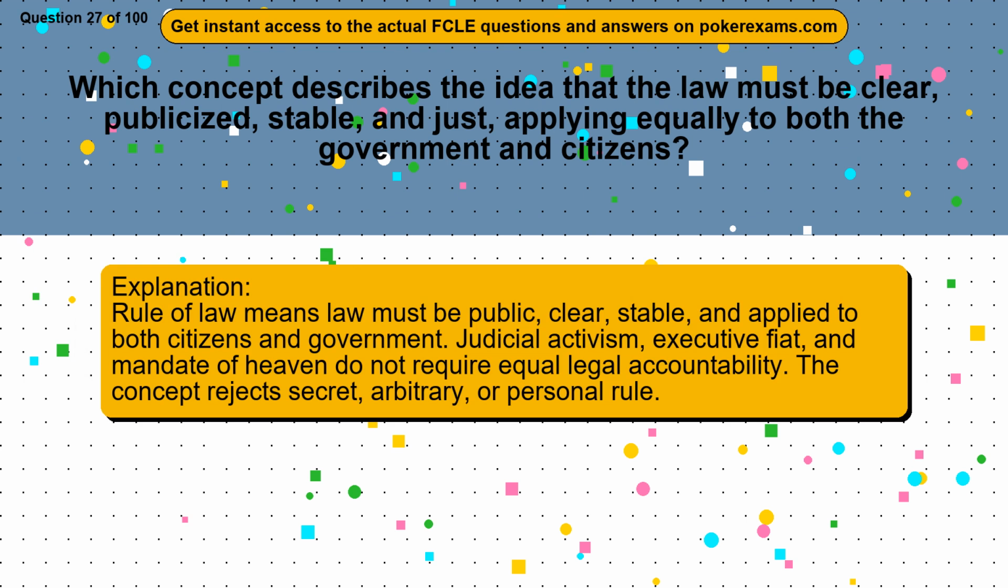Rule of law means law must be public, clear, stable, and applied to both citizens and government. Judicial activism, executive fiat, and mandate of heaven do not require equal legal accountability. The concept rejects secret, arbitrary, or personal rule.